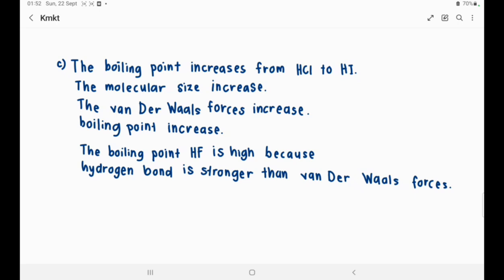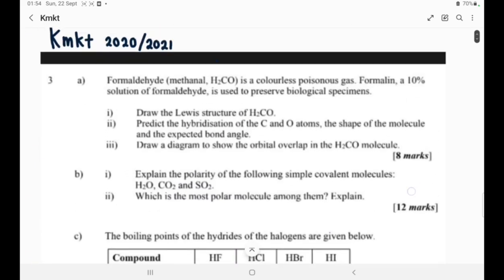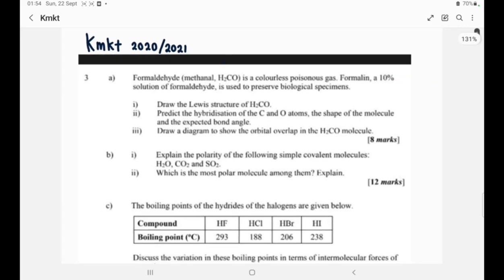So we know when going down the group, the atom size increases, and then we continue with the other point. We can write that the boiling point of HF is high because hydrogen bonding is stronger than van der Waals forces. This is the end of the questions from KMKT 2020-2021.